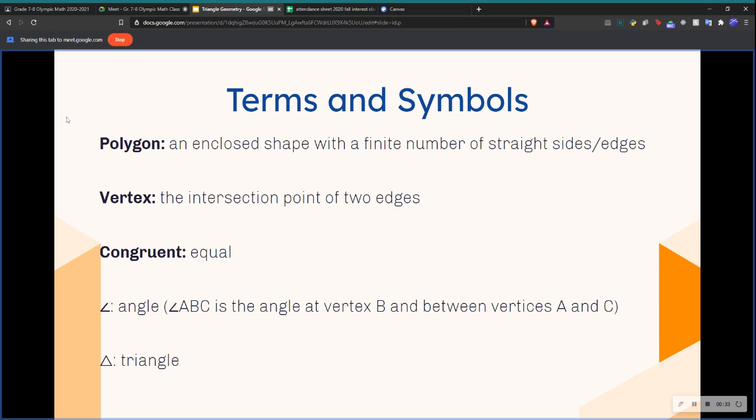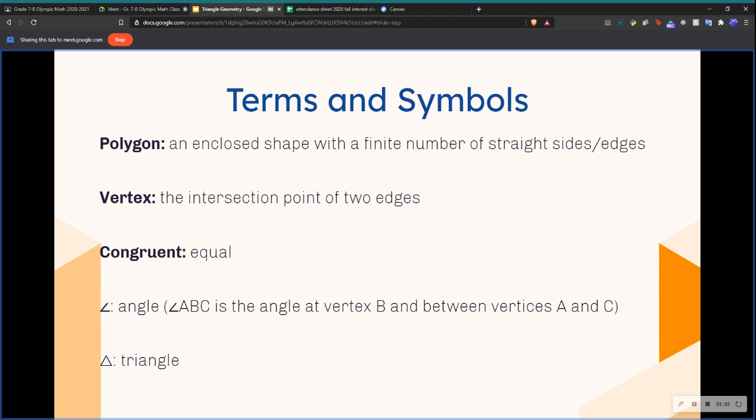So first thing you need to know, polygon. A polygon is just an enclosed shape with a finite number. So finite just means countable. You can count how many there are. With a finite number of straight sides or edges. So sides and edges both mean the same thing. Usually we would use the word edges instead of sides. And the sides have to be straight. They can't be curved, otherwise it's not a polygon.